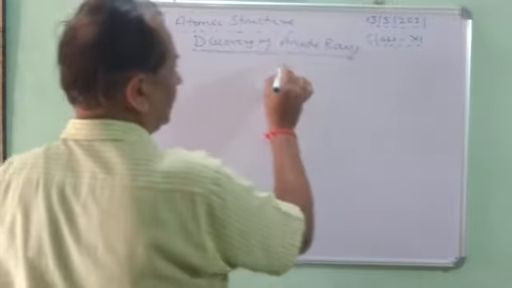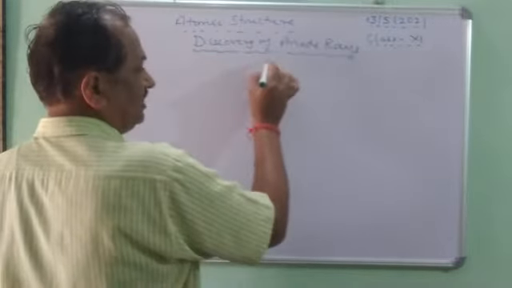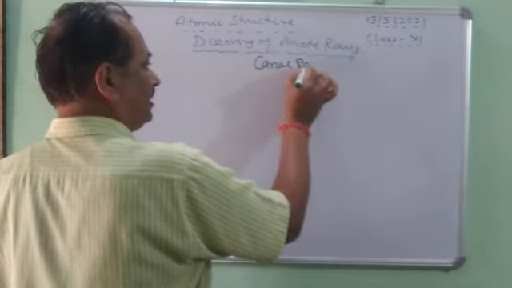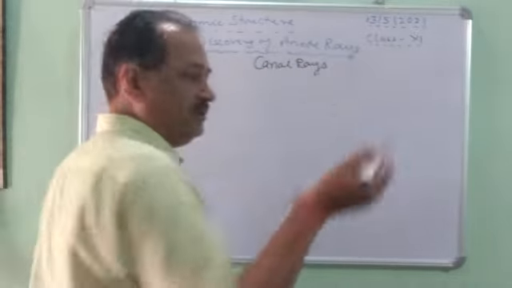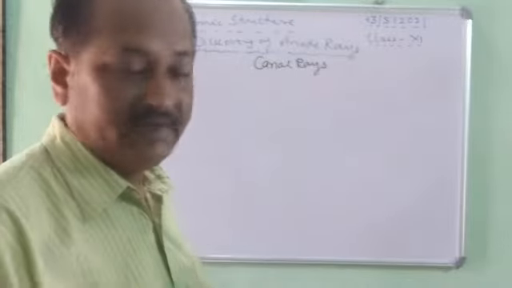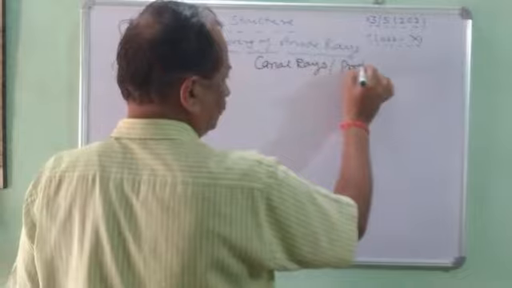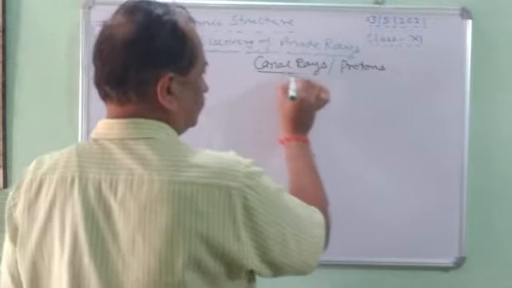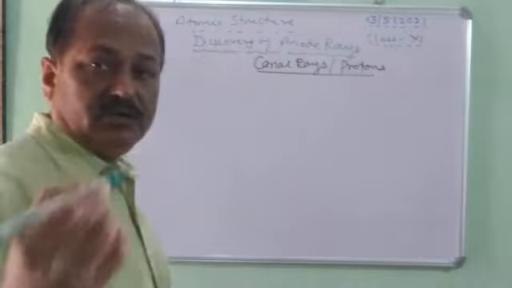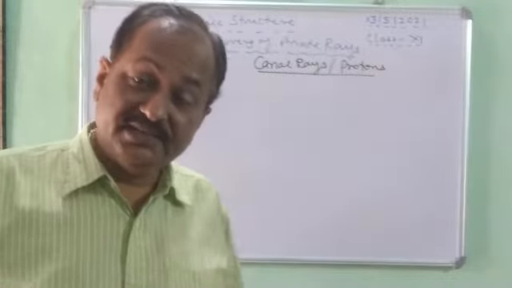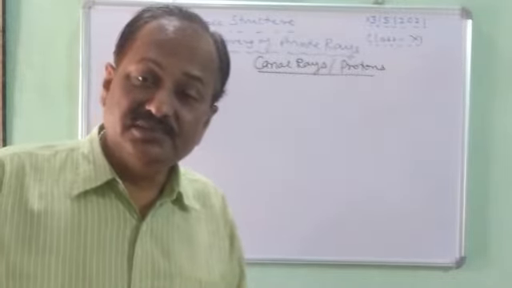So anode rays are also called canal rays. They are called canal rays for a reason you will see in a later part. Canal rays are also called protons. Now they are also produced by the discharge tube, but here the discharge tube is slightly changed.